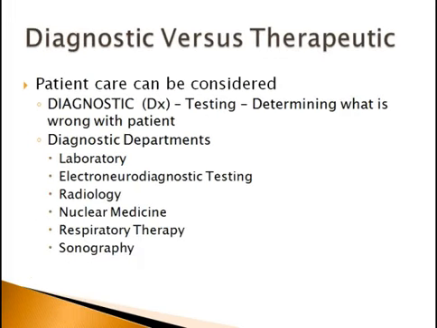So the departments now. Departments can be classified in several ways. You have diagnostic departments, therapeutic departments, ancillary departments, and administrative departments. The ones who provide the care to the patient could be diagnostic or therapeutic. And what does that mean?